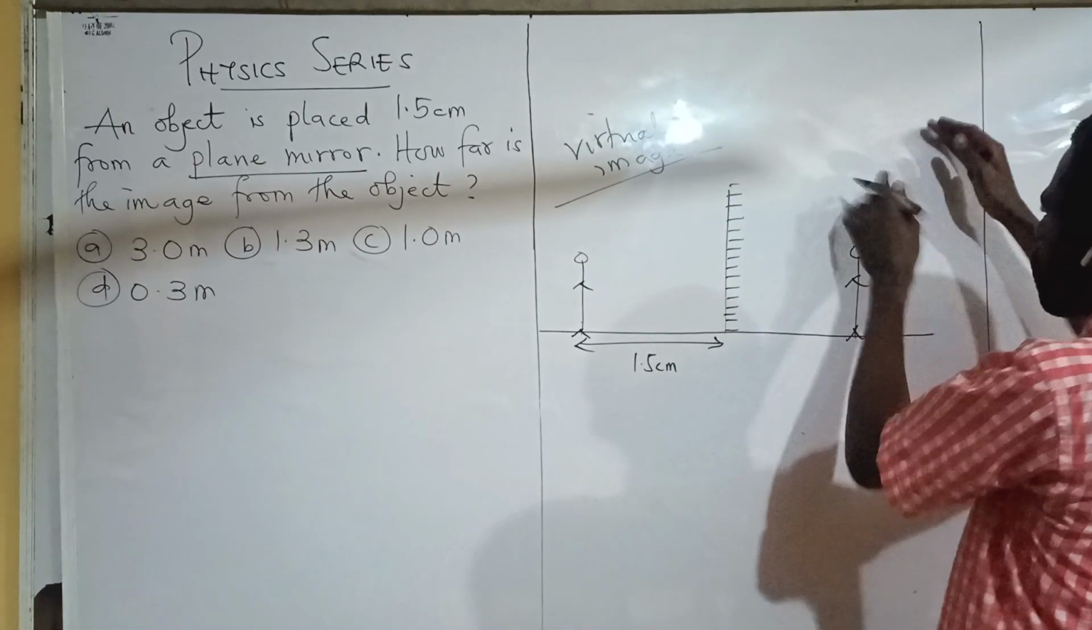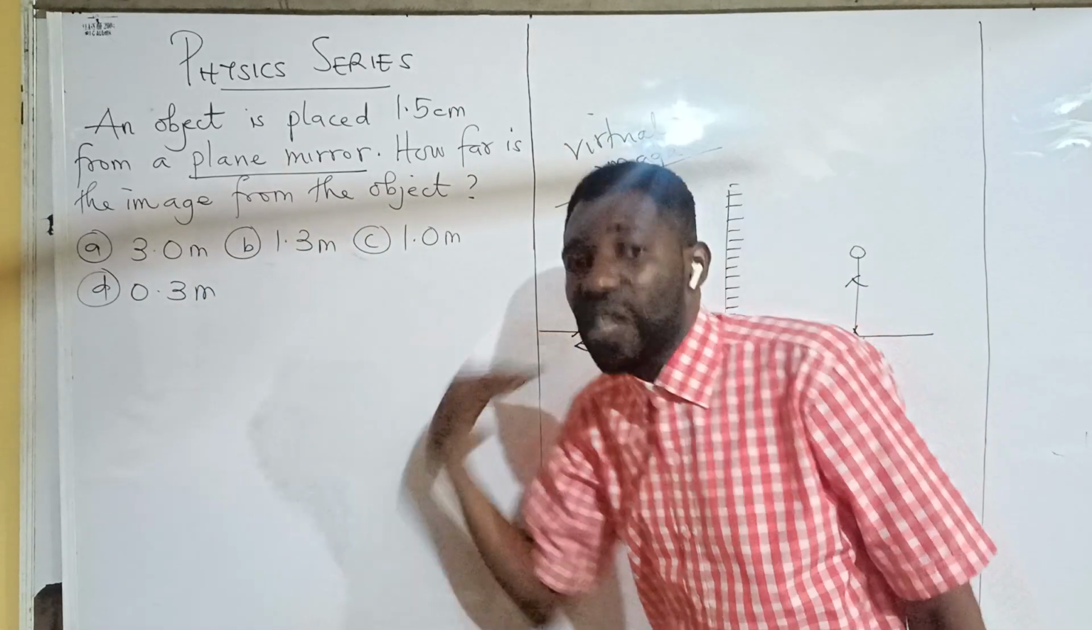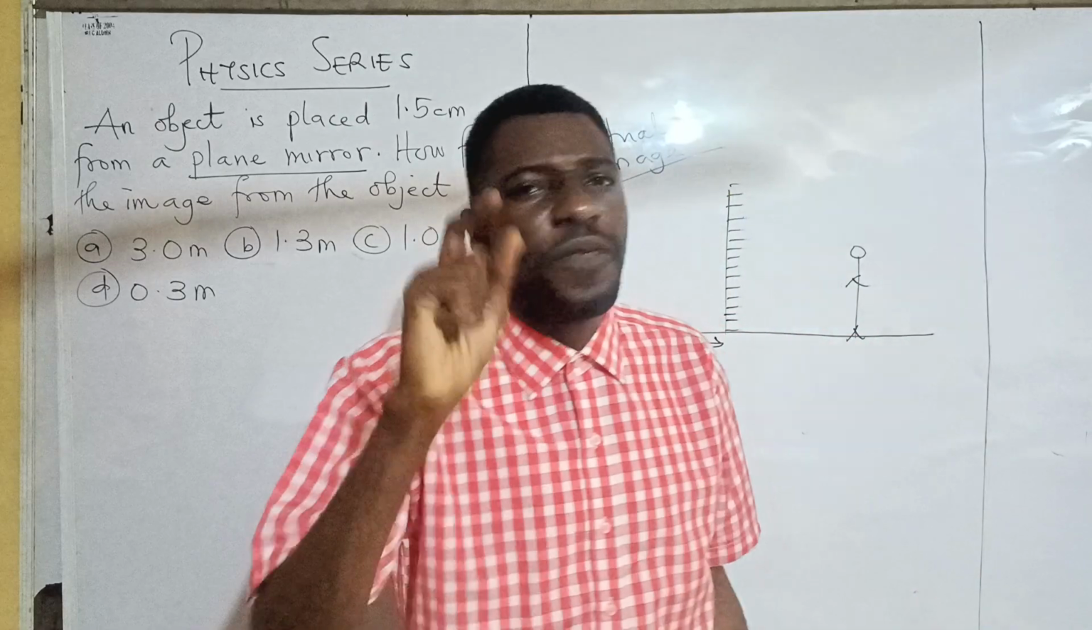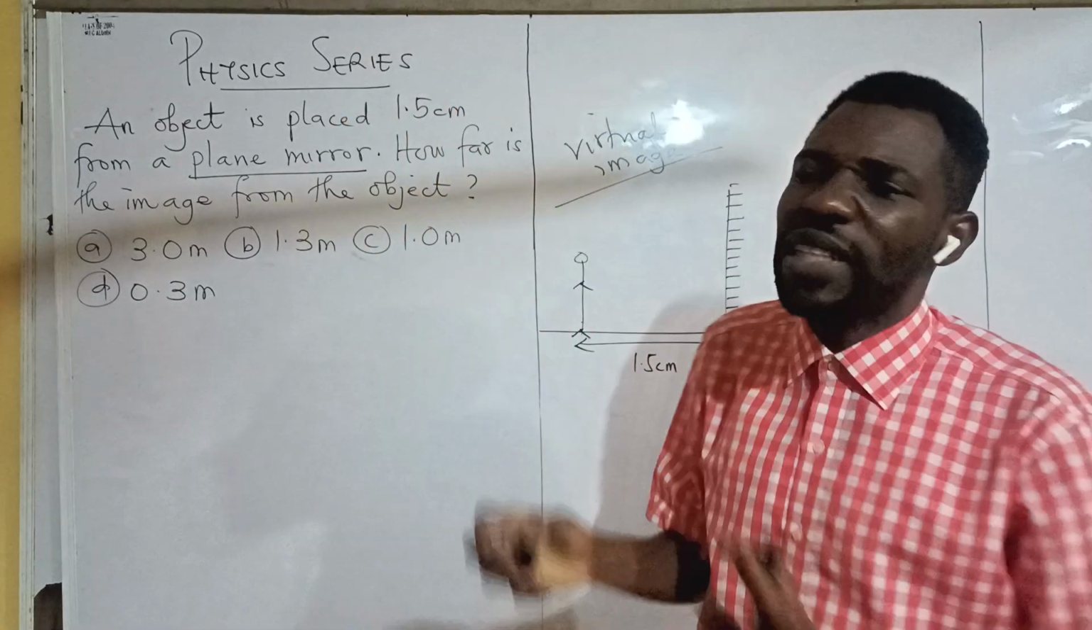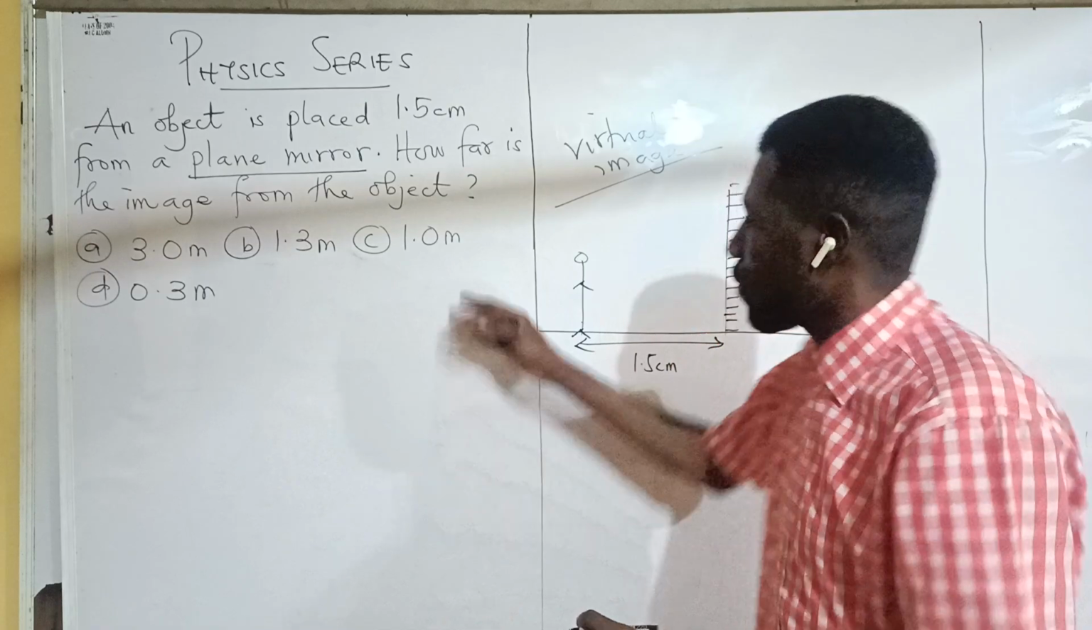So let's say we have a screen here, but it cannot be caught on the screen, though. It will be produced at the back of this mirror. Am I communicating? So that is one characteristic of a plane mirror. It forms a virtual image, an image that cannot be caught on the screen, that cannot be captured on the screen. So it is formed at the back.